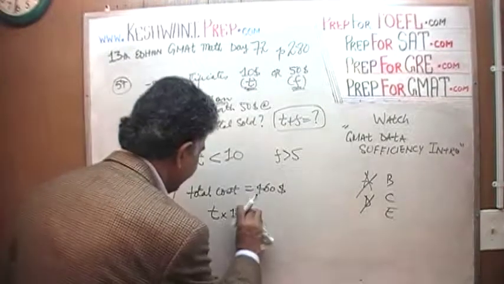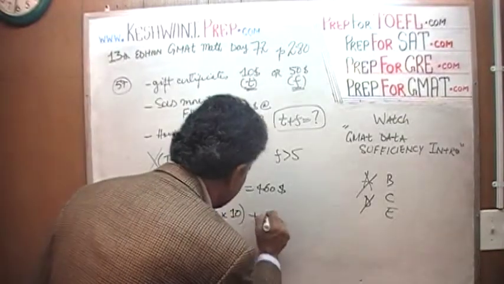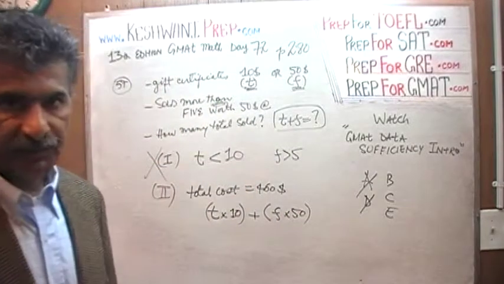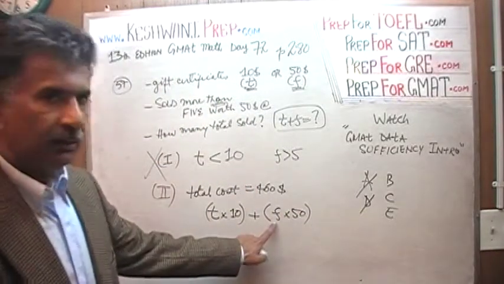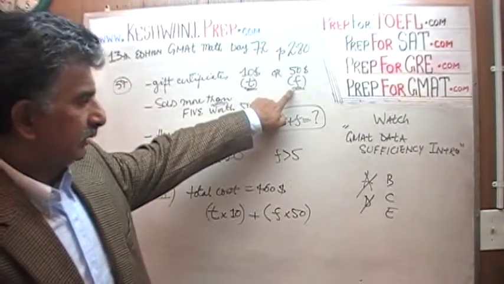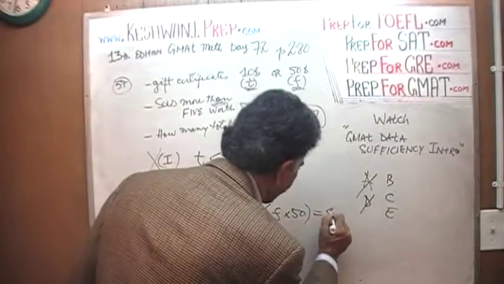So T times 10, that's the amount that was spent on $10 gift certificates, plus F times 50, which is the amount that was spent on $50 gift certificates, because F represents the number of $50 gift certificates. And this amount has to equal 460.